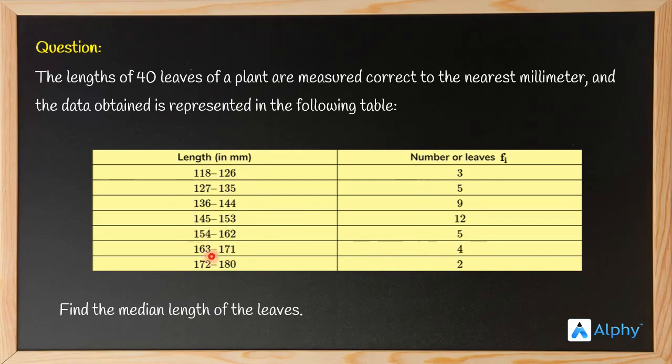Now you may observe that the class intervals are not in the continuous form. So to make the class intervals continuous, we will add 0.5 to the upper limits and we will subtract 0.5 from the lower limits to make this data continuous. So let's find out the median length of the leaves.